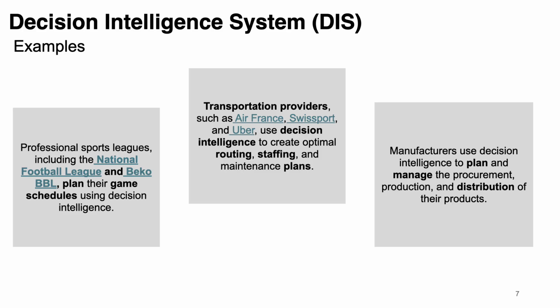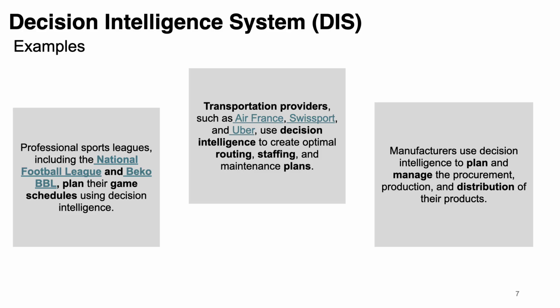In professional sports, the NFL and the BK Basketball Bundesliga use decision intelligence to plan their massive game schedules, balancing travel distances, TV broadcasting slots, and stadium availability. Even in manufacturing, companies use these tools to manage the entire life cycle of a product, from the procurement of raw materials to production on the factory floor and final distribution to the customer. In each case, the system is handling a level of complexity that would be impossible for a human team to manage manually.